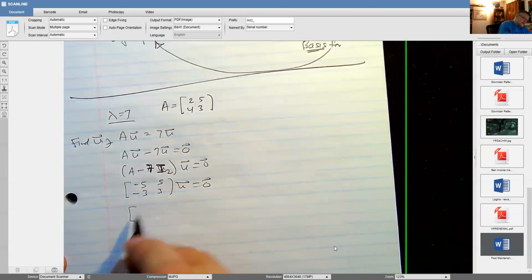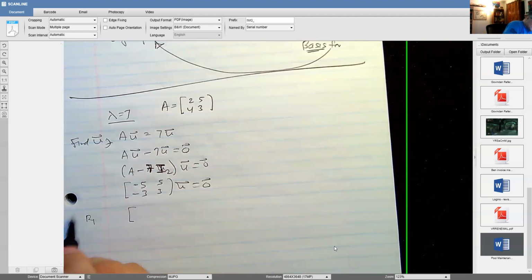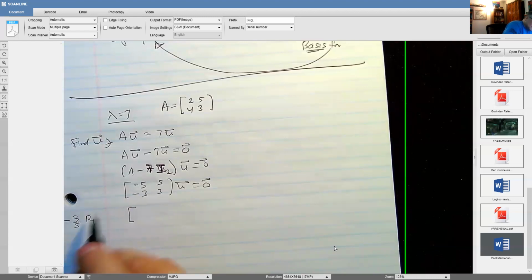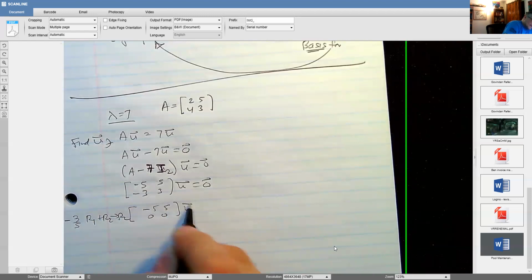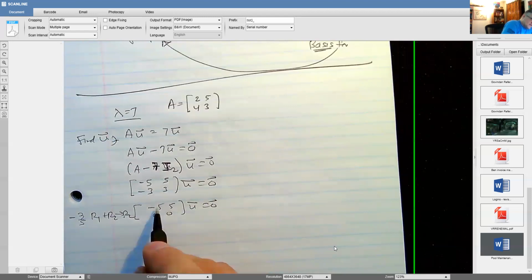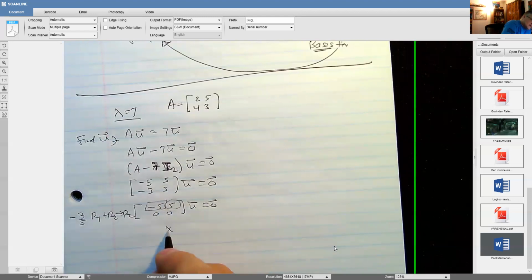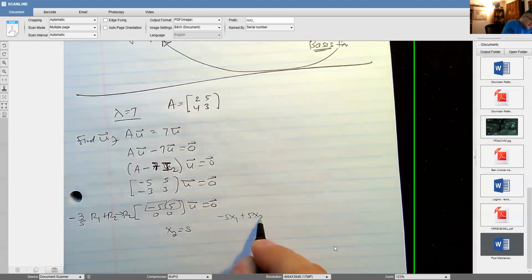Certainly if I multiply row 1 by 3/5, negative 3/5, and add that to R2 and plug it into R2, I'll get this. So it's a little bit of manipulation there. Same idea. We have a pivot and a free variable. Let's let x2 be s. And then for x1, we have -5x1 plus 5x2 is equal to 0. The 5's go. And so x2 is equal to x1. Just take that to the right.